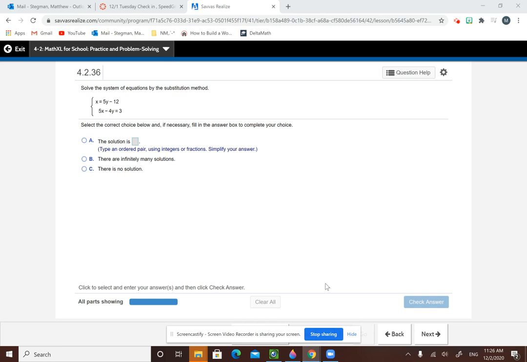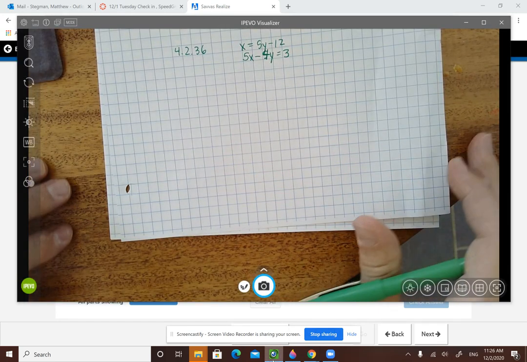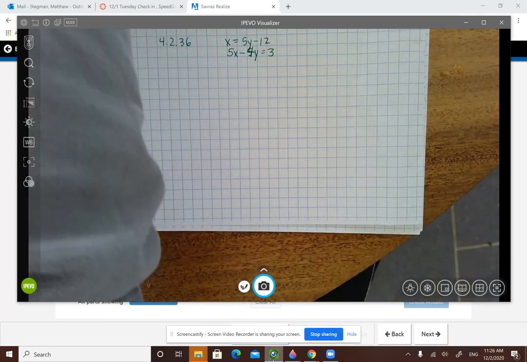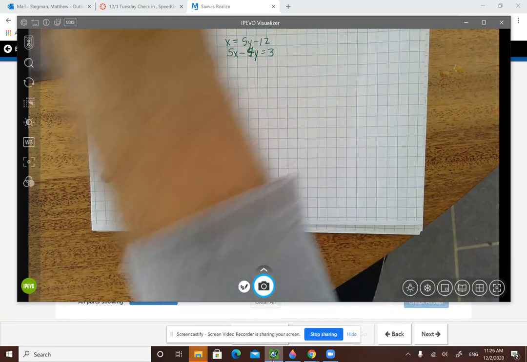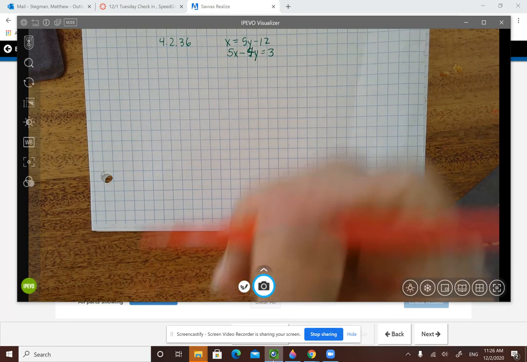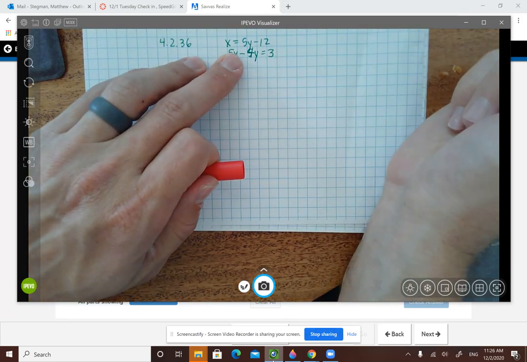So this question says to solve the system of equations by the substitution method. Okay, so the substitution method, we want to get one of the variables isolated first. So when I'm doing this, I want to check to see if I have one of the variables by itself. In this case, I do. I have x equals 5y minus 12.